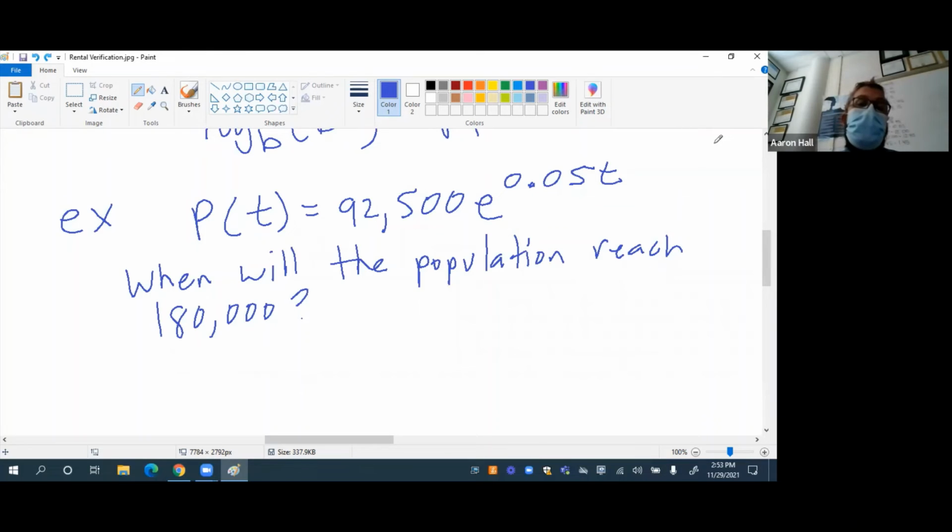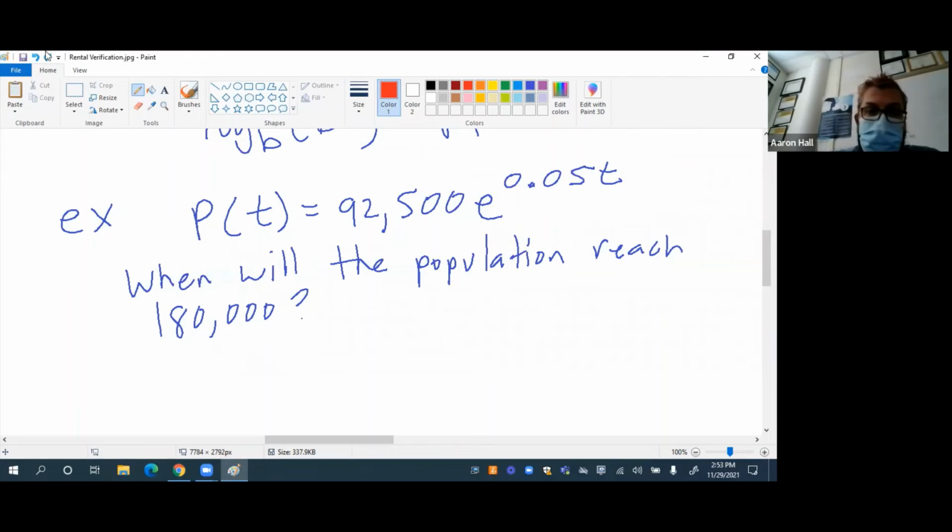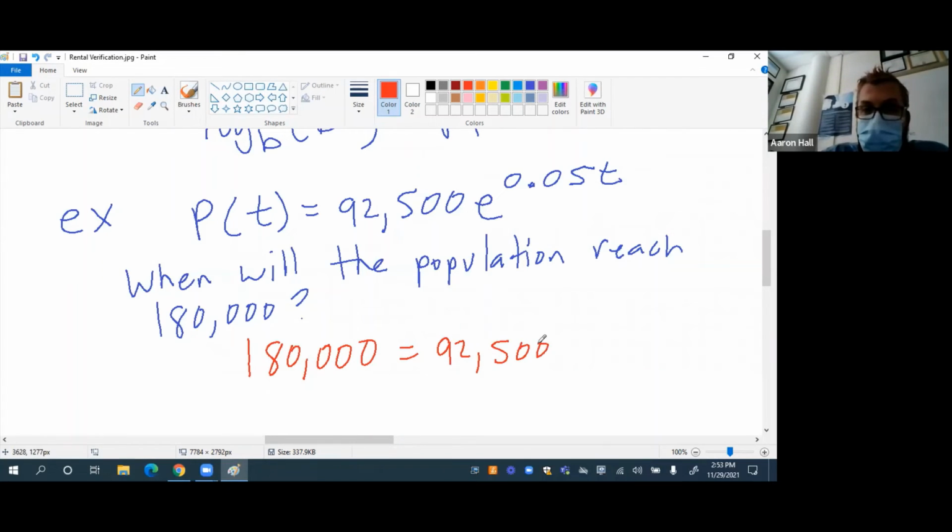Yeah. So when will the population reach 180,000? Well, what do I do with this number here? Put it where? For T? Yeah, so E's not a variable, right? And so we're going to replace the P of T with this number 180,000. So I have 180,000 equals 92,500 times e to the 0.05 t. I'm just copying everything else from the equation up here, not adding anything new.